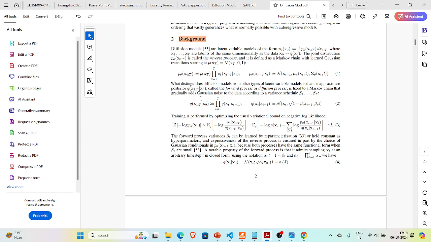So the approximate posterior distribution is q, q of x 1 to t given x 0. This is the forward process, which is adding noise. These are also following the Markovian property, so distributed like this, and these are the distribution means for each conditional, represented like this.